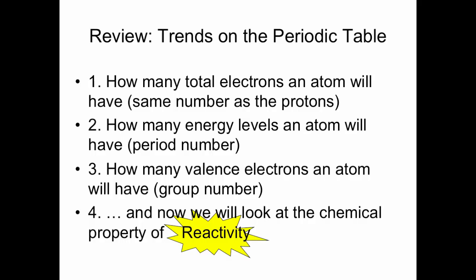So let's review the trends of the periodic table. How many total electrons an atom will have will always be the same as the protons. That's the ape. How many energy levels an atom will have will always be the period number. How many valence electrons an atom will have will be the group number.